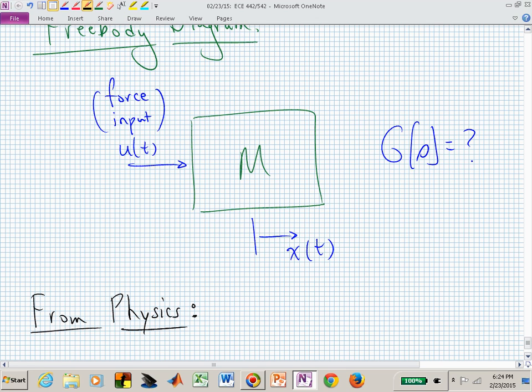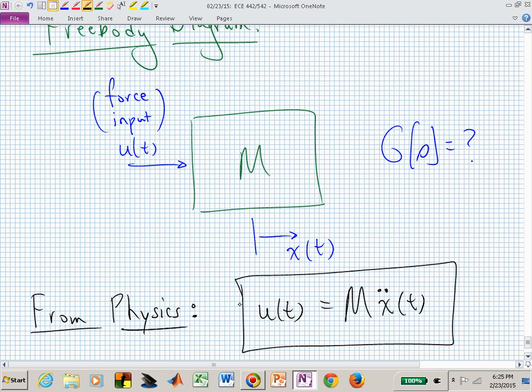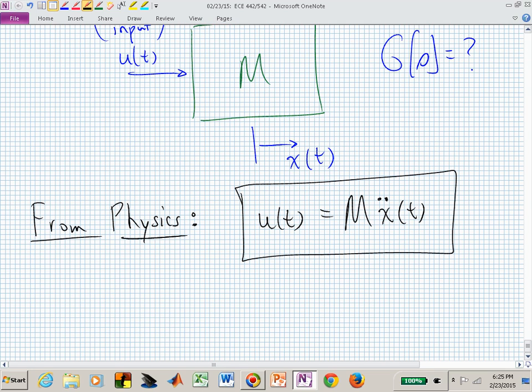F is equal to ma. And what is a in terms of the variables that we've described here? x is the position, a is acceleration. We just differentiate that position a couple of times and we have F is equal to ma. F is u, u of t. So from physics we have our force is equal to mass, m, times acceleration. That's from physics.